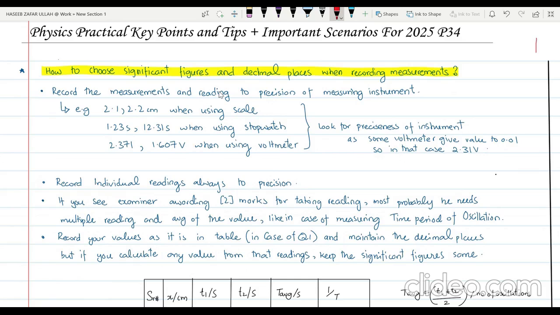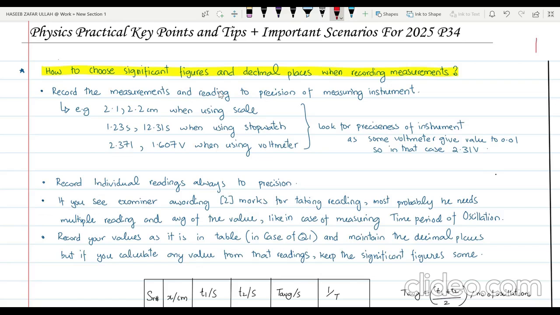So you have to record the individual readings, like the ones which he has asked for individually, to the precision. And if you see the examiner awarding 2 marks for a single reading, then most probably he needs multiple readings and the average of that value. Like in the case of measuring the time period of oscillation, you have to take 2 times the 10 oscillations, and then you have to take the average of that, and after that you have to divide it by 10 to get the time period.